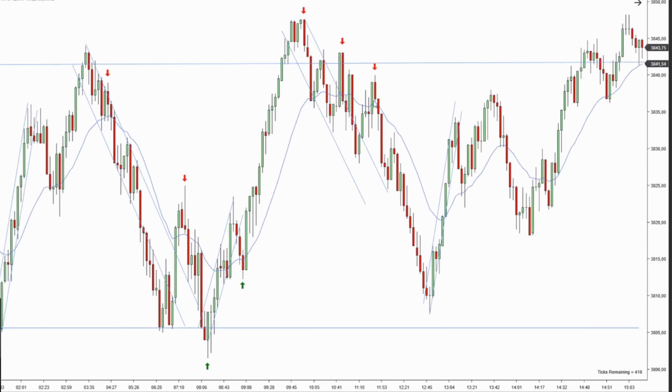And we have a second entry short that's coming off the top once again. Nice bearish bar, reversal bar. And you can see second entry short, high probability setup coming off the tops.